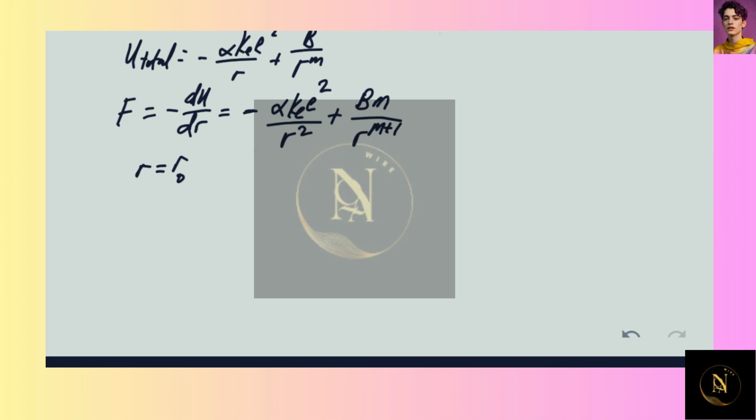we expect that the net force acting on the ion must be 0, right? So that it doesn't move. So it's in equilibrium. So if you want to find what is our unknown B, we can set F equals to 0 when r equals r naught, and try to rearrange the equation a bit.